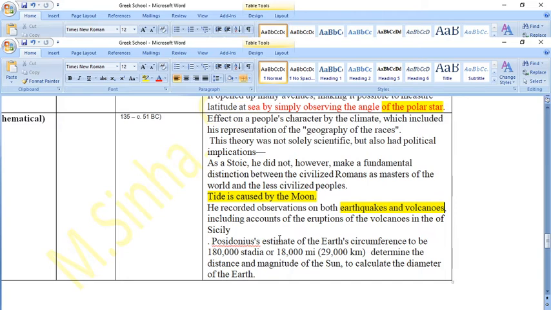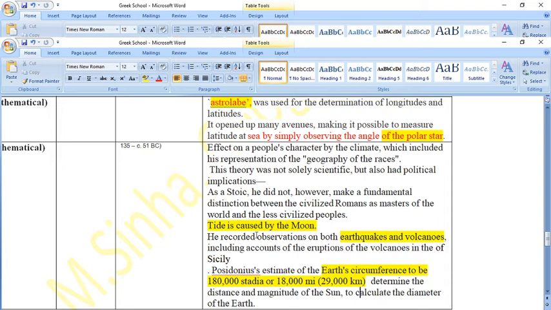And he also tried to measure the circumference of the earth through the stadia method, or kilometer method. Okay, and he also tried to measure the distance between the earth and the sun. Posidonius was the person who was a mixer of both. He did lots of things in physical geography, in mathematical geography, as well as regional geography.